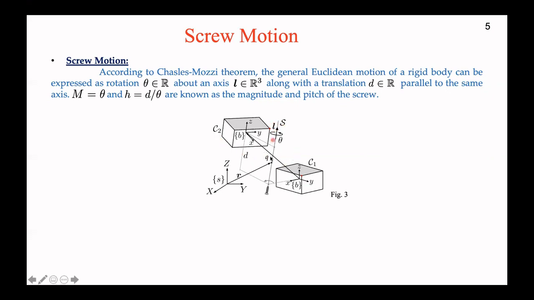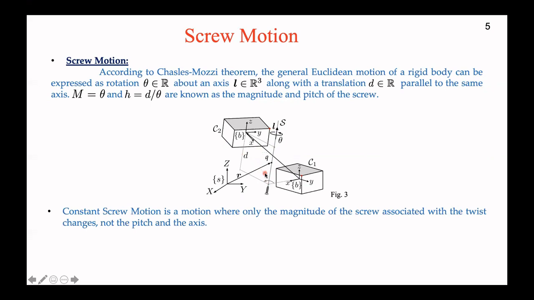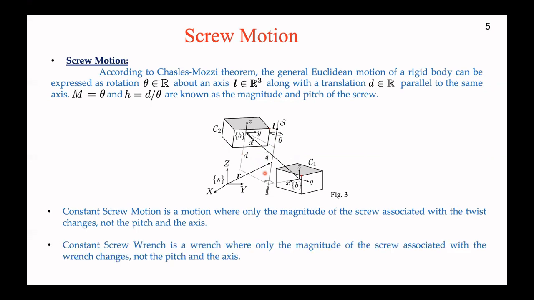The axis S is known as the screw axis and is characterized by the unit vector L and a point Q on the axis. Constant screw motion is the motion where only the magnitude of the screw associated with the twist changes and not the pitch and the axis. Similarly, a constant screw wrench is a wrench where only the magnitude of the screw associated with the wrench changes.